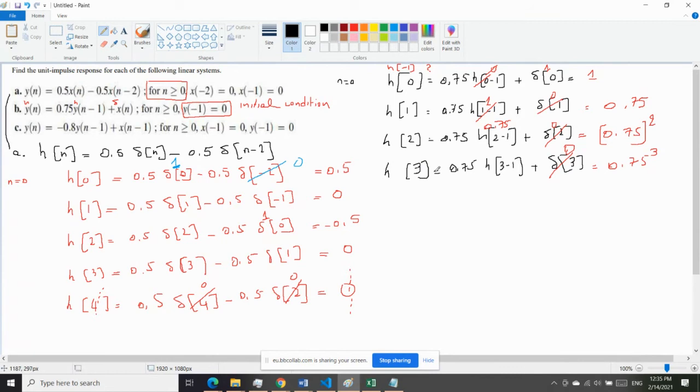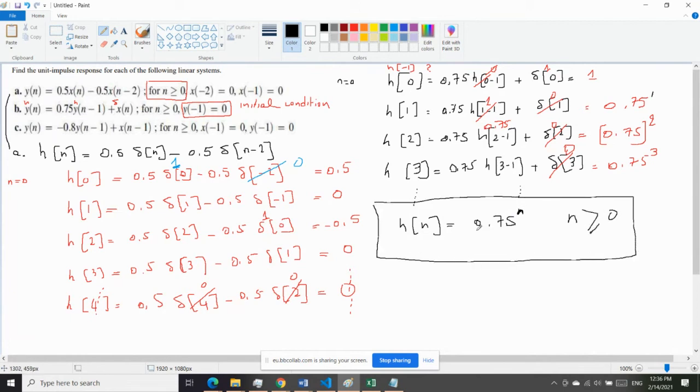I'm very good at discovering patterns. It's very clear that there is a pattern: in general, h[n] is going to be 0.75 to the power of n. Look, h[1] is 0.75 to the power of 1, h[2] is 0.75 to the power of 2, h[3] is 0.75 to the power of 3. And for any n bigger than or equal to zero, this is the impulse response. It's infinite, it follows this formula. So it's an infinite impulse response, IIR.